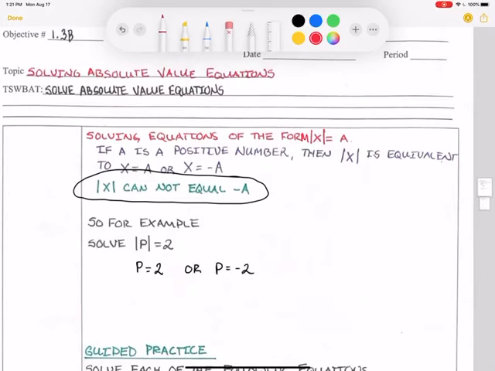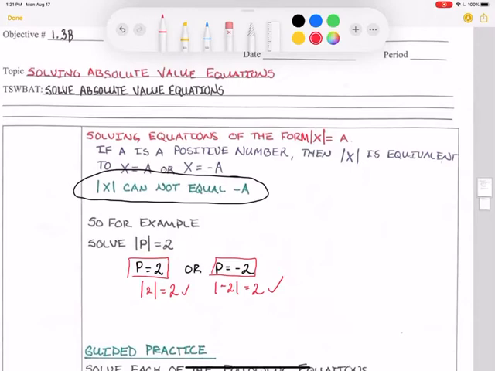Now you definitely want to check this. If I take the absolute value of 2, that's going to equal positive 2. If I take the absolute value of negative 2, that's also going to equal positive 2. So in this case, both are correct, and these would be our answers. P equals 2 and p equals negative 2. They both count.